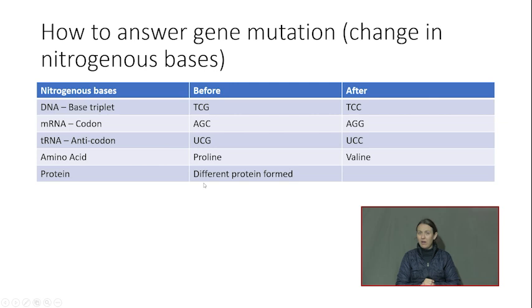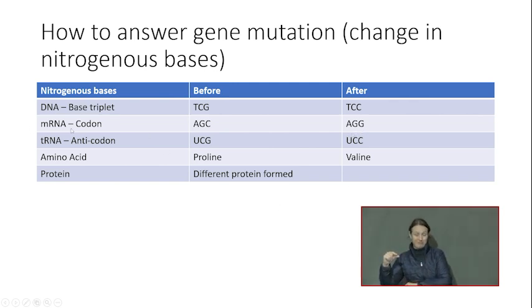We do the before, everything from DNA up until amino acid. Then we do the after for both. And then you put this in the form of a paragraph or explanation, whereby you will say the DNA-based triplet TCG changes to TCC. Then the second point will be: the mRNA codon AGC changes to AGG.